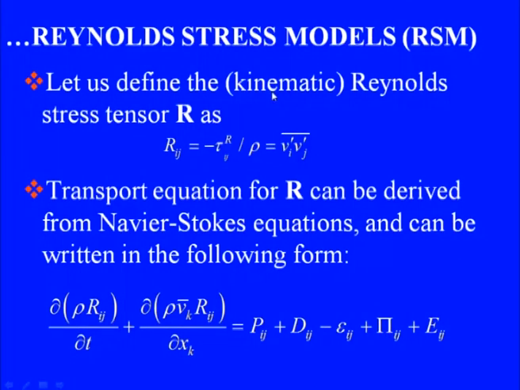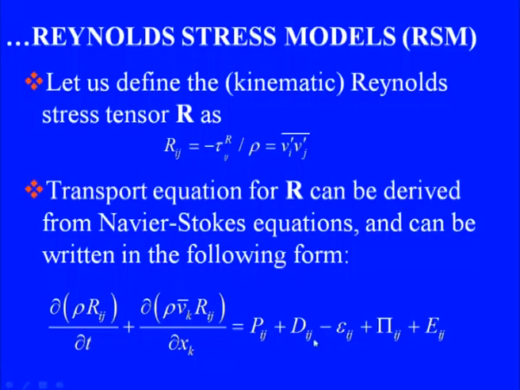So, now let us define the kinematic Reynolds stress tensor capital R as Rij is equal to minus tau ij divided by rho, that is, it is simply equal to the average of Vi prime Vj prime. So, this is the average of the product of fluctuating components Vi prime and Vj prime.